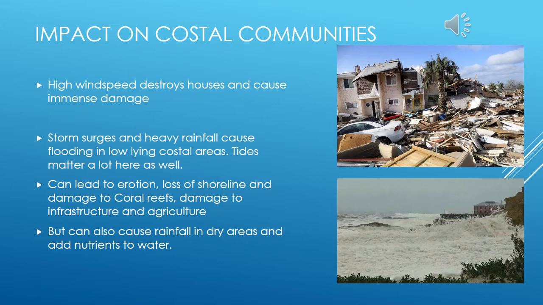When the coastal area is hit by the high wind speed and the storm surge, this can lead to erosion, roads get washed away, farmland gets washed away. We can also see loss of shoreline due to erosion, and we can see severe damage to coral reefs, damage to the infrastructure, and of course to the agriculture, as salt water, if that gets on the land, it'll take a while for agricultural output to get up again. But it can also add rainfall to dry areas, and it can add nutrients to water, and thereby, in the end, help to support life.